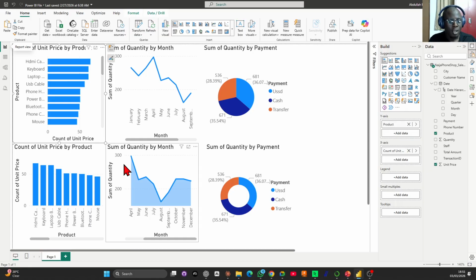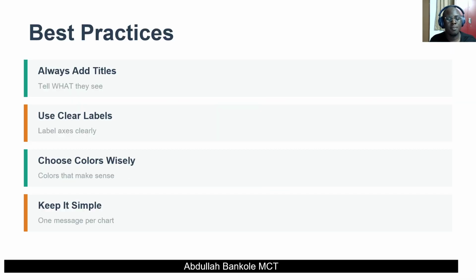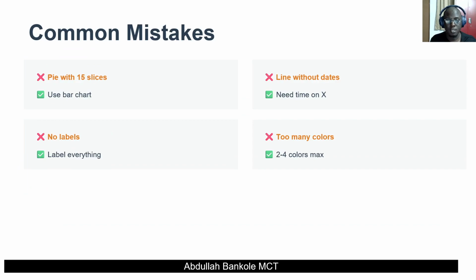Okay. So, yes, those are the best practices. Now, what are the common mistakes that beginners make? Yes, you have a pie chart with 15 slices, like the one we had earlier. When you have plenty of items like that, just convert it into a bar chart.